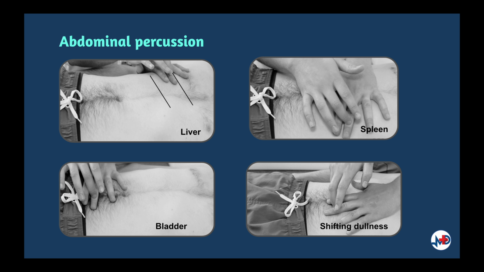Next is percussion of the bladder. Percuss downwards in the midline from the umbilical region towards the pubic symphysis. A distended bladder will be dull to percussion, allowing you to approximate the bladder's upper border.